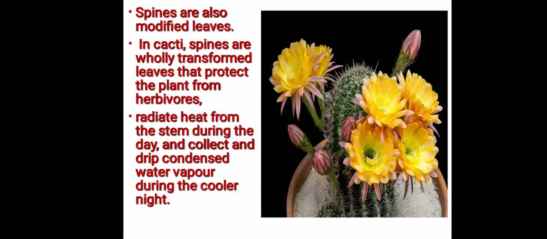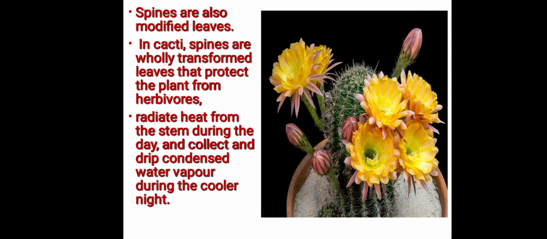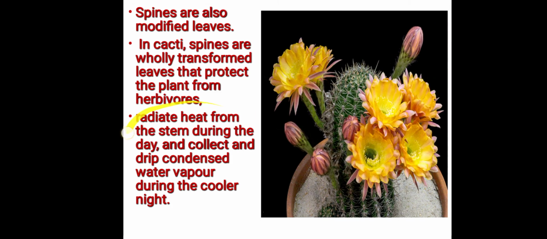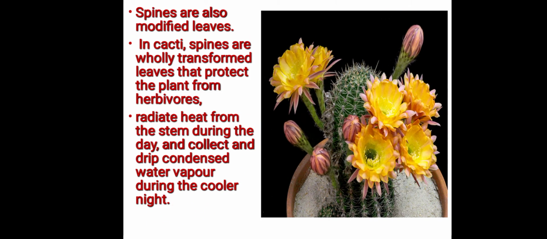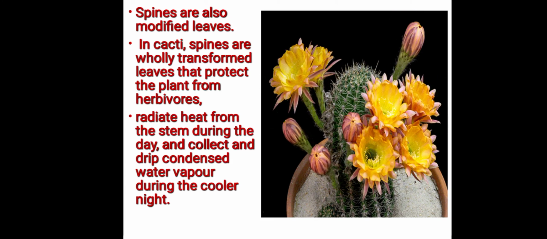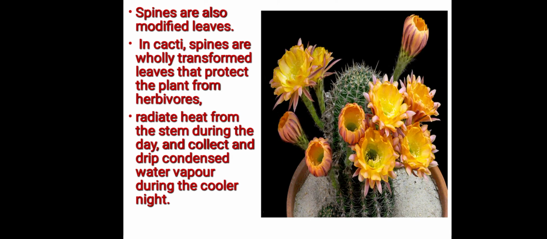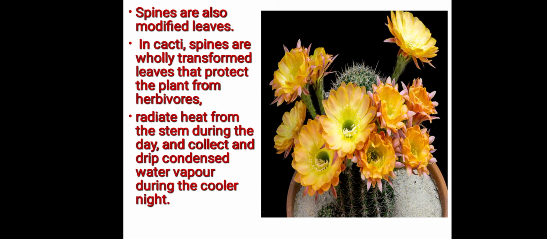Spines are also modified leaves. In cacti, spines are wholly transformed leaves. They protect the plant from herbivores so that no herbivorous animal can eat the cactus. It also helps to radiate heat from the stem during the day and collect drip condensed water vapor during the cooler night.